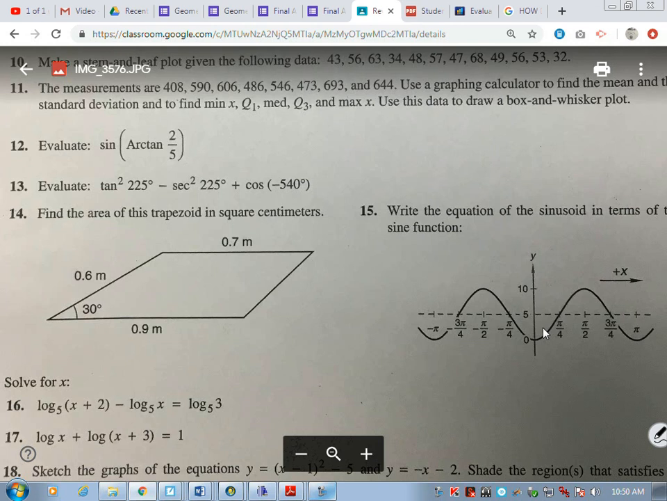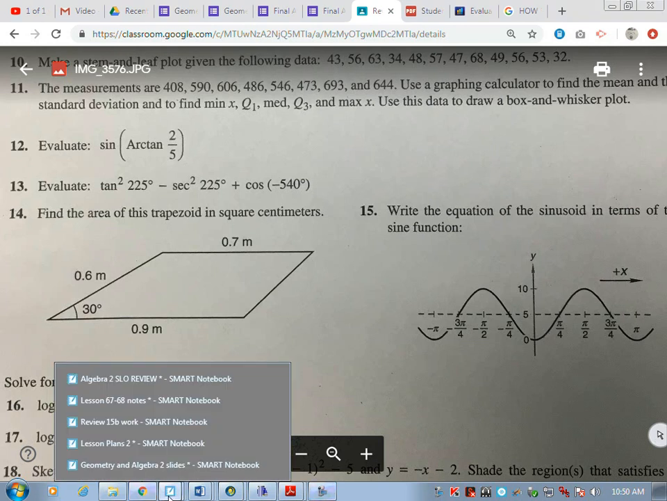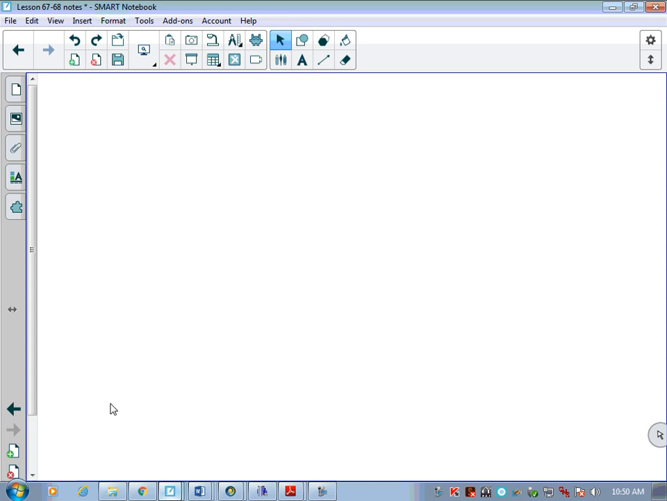Algebra 3, Review 16, Part 2, starting from question number 12. Okay. Evaluate sine of arctan 2/5. So we'll pull up a different page here. Hopefully pull up the right one. Okay, yeah, number 12.